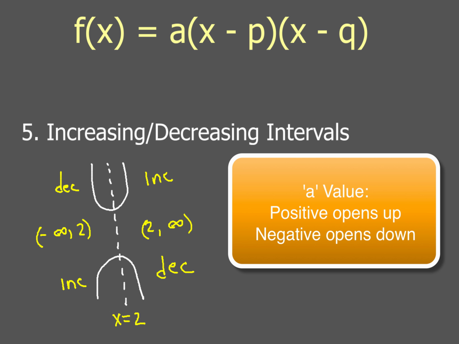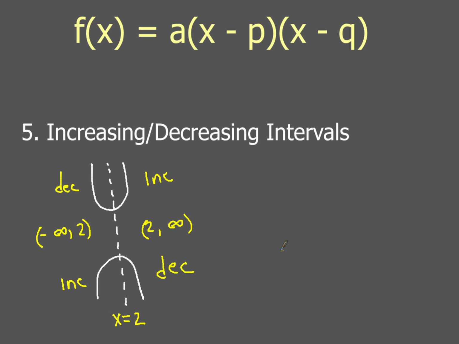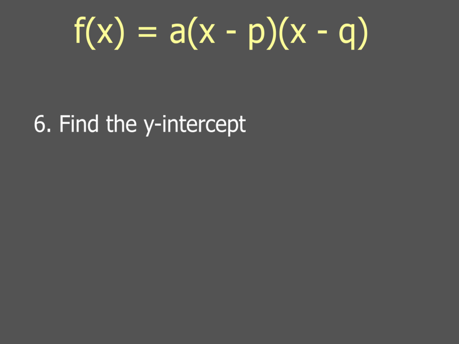The other thing you need to make sure that you do is, whatever your axis of symmetry is, your AOS, that's the value that you're going to use for the number that goes along. The last thing that you're going to have to do is find the y-intercept.